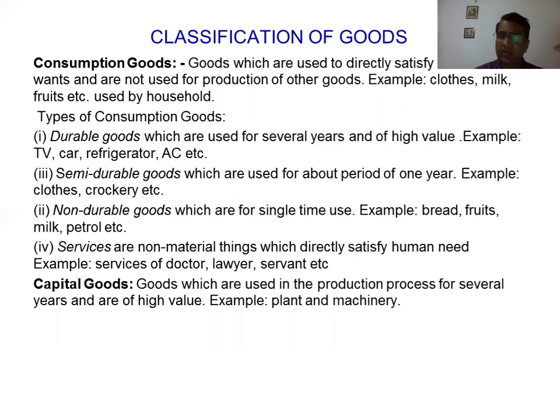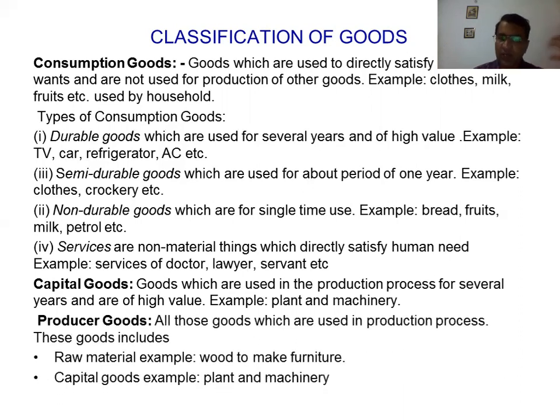Okay. Then another type of goods is capital goods, which are used for further production. They are used in the production process for several years and are of high value, like plant and machinery. These types of goods are called capital goods. Capital goods means goods used for the production process.